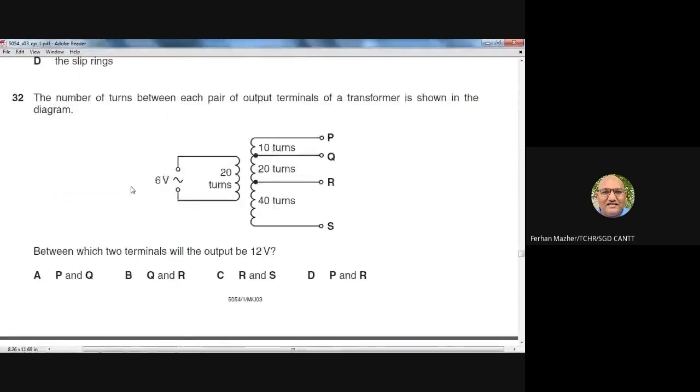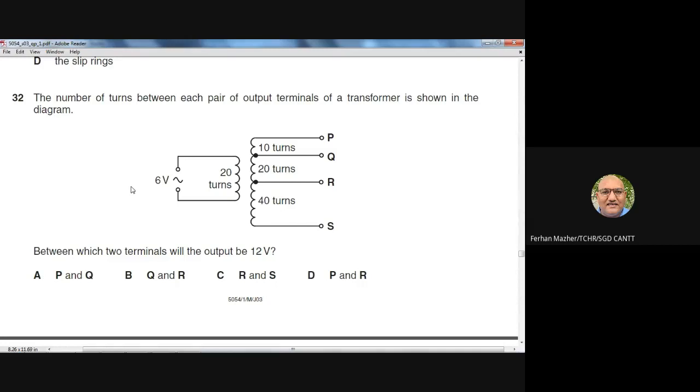The number of turns between each pair of the output terminals of a transformer is shown in the diagram. So on the primary side, I have 20 turns, and on the secondary side, I have choices. If I take P and Q as the terminals, then there will be 10 turns. If I take P and R, there will be 30 turns. If I take Q and R, there will be 20 turns. So you have multiple choices on the secondary side.